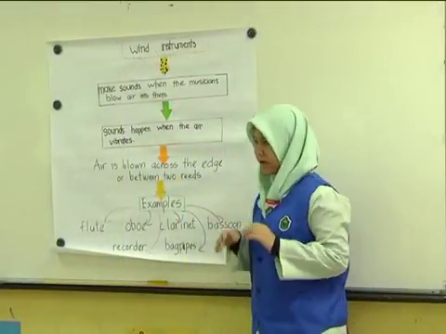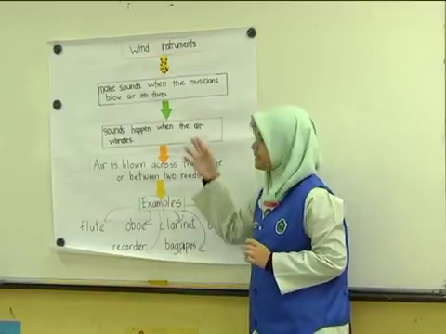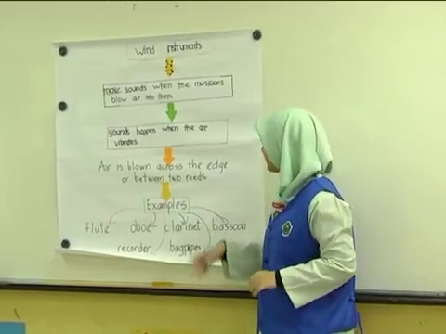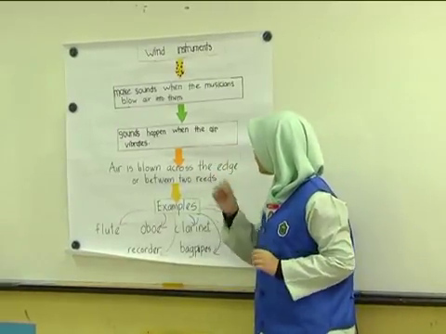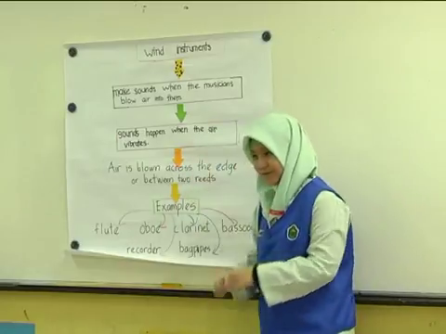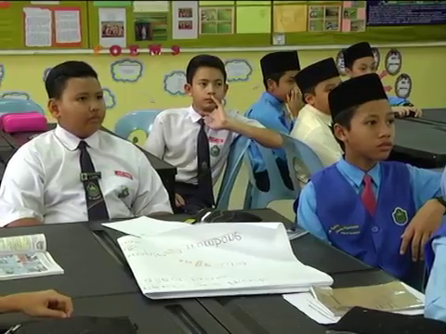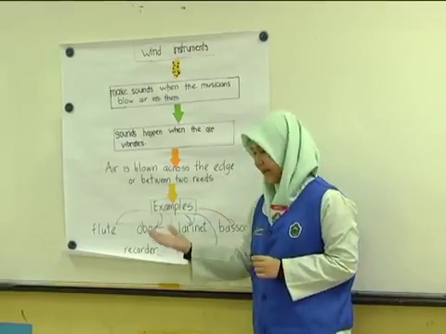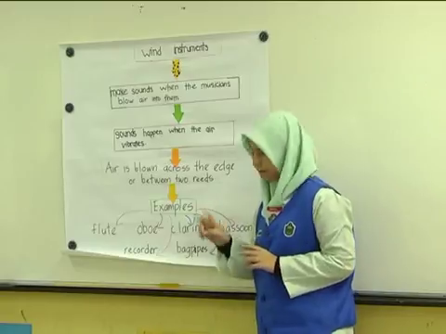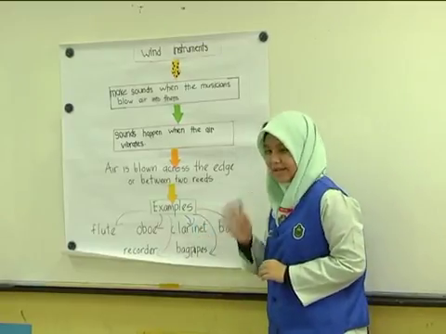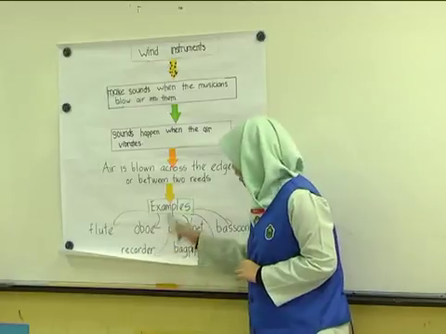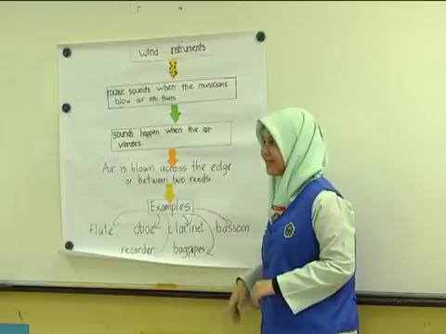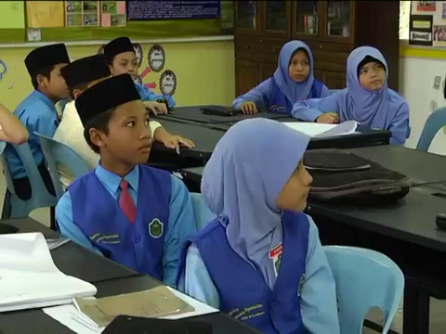Okay, the characteristic of wind instruments is that they make sounds when the musicians blow air into them. The sounds also happen when the air vibrates inside the instruments. Besides that, air is blown across the edge or between two reeds. The examples of the wind instruments are flute, oboe, clarinet, bassoon, recorder, and bagpipes. I'm very happy with your presentation.